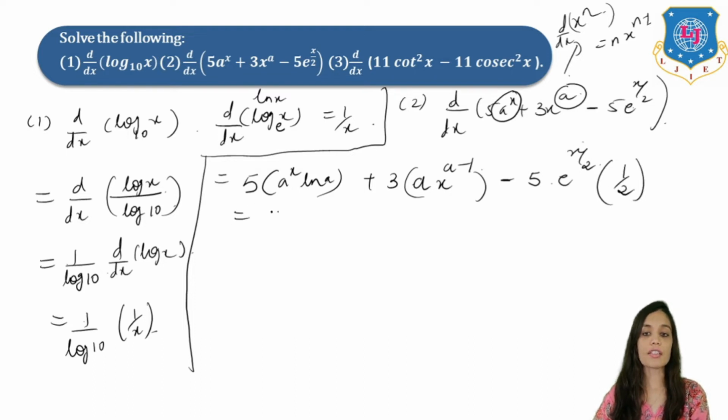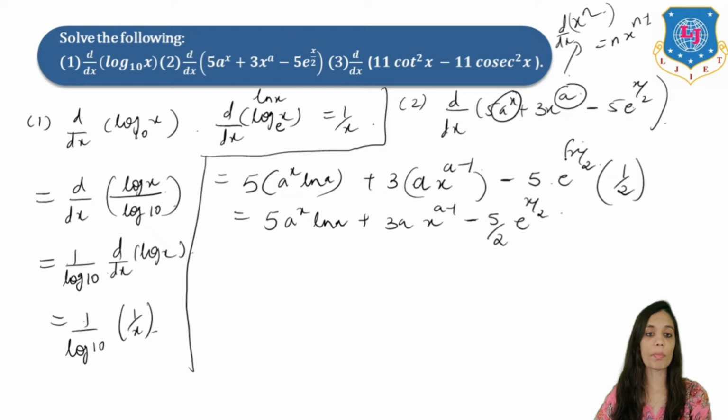So our final answer is 5 e raised to x ln a plus 3a x raised to a minus 1 minus 5 by 2 e raised to x by 2. Here don't forget to apply chain rule. So 1 upon 2 will form over here. Fine. Now let us go with the third sum.